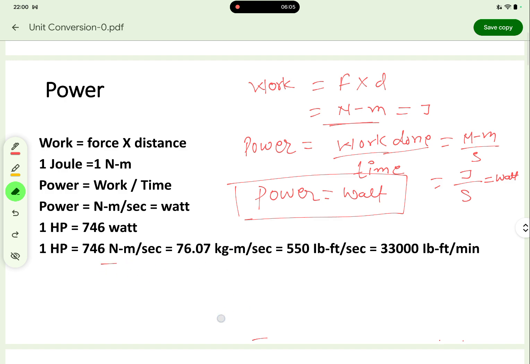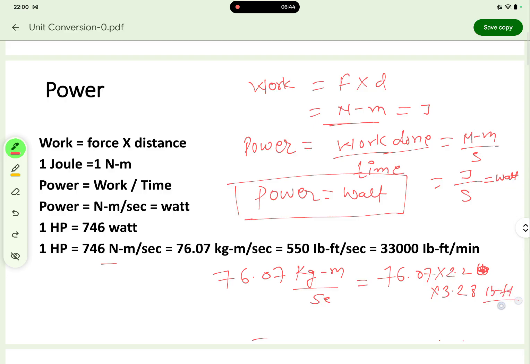if you want to convert this thing, it is 7.607 kg meter per second, right? If you want to change that, you know that 1 kg is equal to 2.2 lb, so you multiply with 2.2. And if you want to convert this meter into feet, you have to multiply with 3.28. So you will get the final unit, lb feet per second, right? If you do the calculation, you will get this value, right?